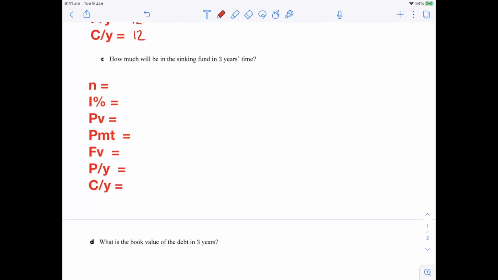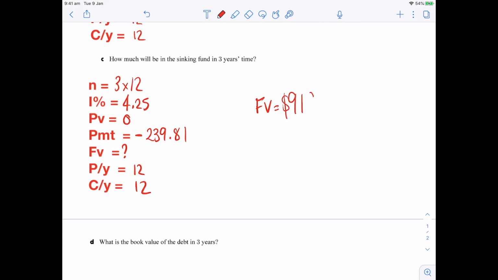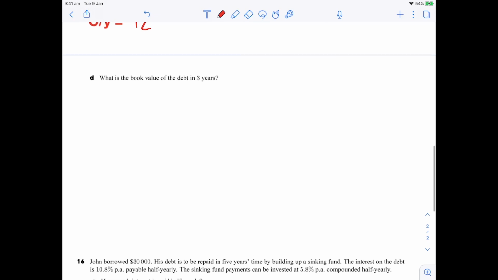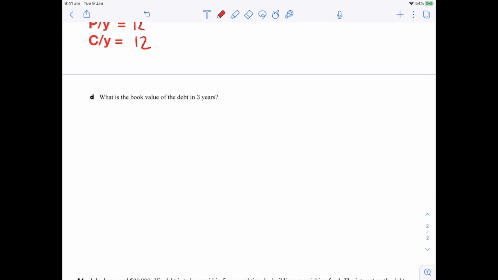Then it asks me how much will be in the sinking fund in 3 years' time. So I would do 3 times 12, still my 4.25%, 0, my PMT will now be negative 239.81. Future value is what I'm looking for. And then both of these will be 12. So the value of the account in 3 years would be $9,190.36.